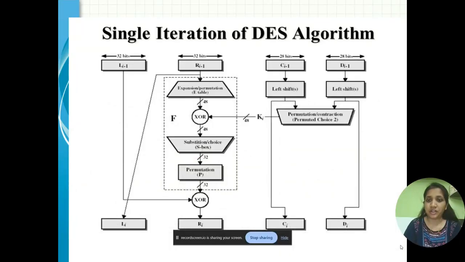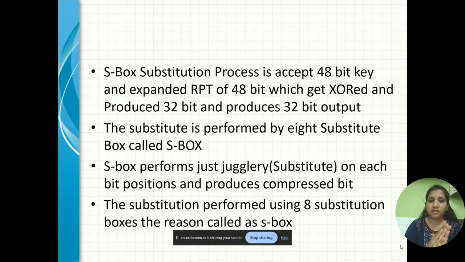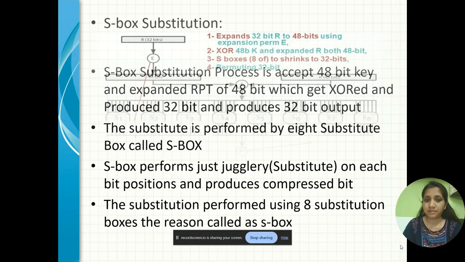So here's a single iteration of the DES algorithm. The S-box substitution process accepts the 48-bit key and the expanded 48-bit right plain text, which get XORed and produce 32-bit output. This substitution is performed by 8 substitution boxes, called S-boxes. The S-boxes perform substitution on each bit position and produce compressed bits. The substitution is performed using 8 substitution boxes, which is why they are called S-boxes.